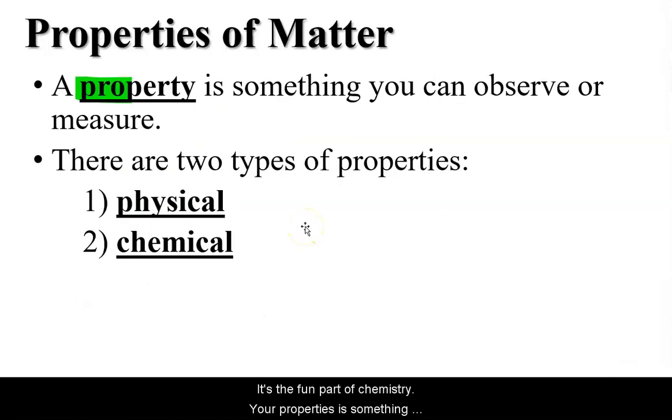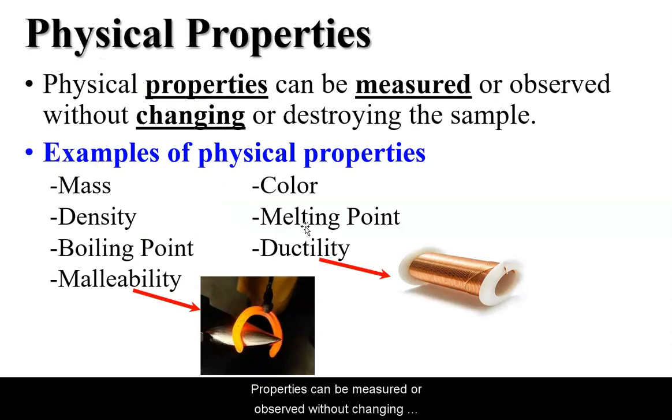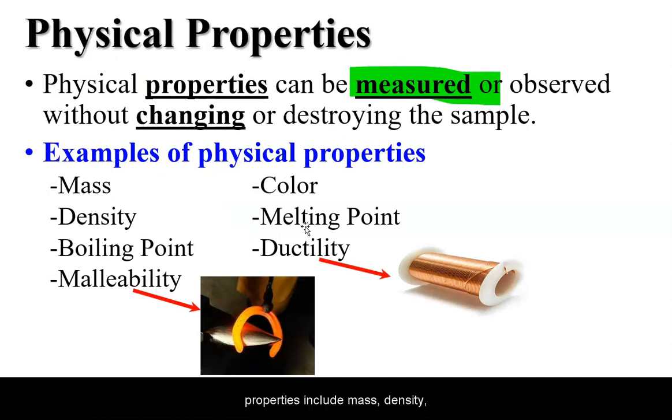Your properties of matter is something that you can observe or measure. There are two types of properties. You have your chemical properties and your physical properties. Physical properties can be measured or observed without changing or destroying the samples. Examples of physical properties include mass, density, boiling point, malleability, color, melting point, and ductility. Malleability is the ability to bend a metal, and ductility is the ability to turn it into a wire.